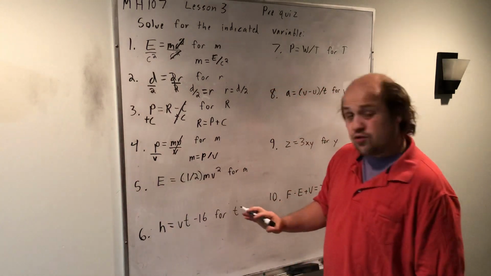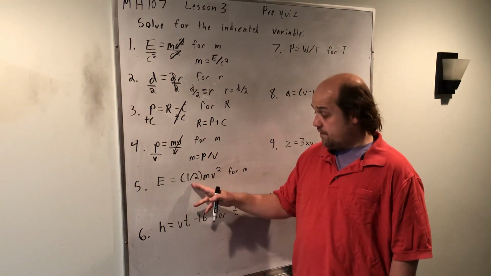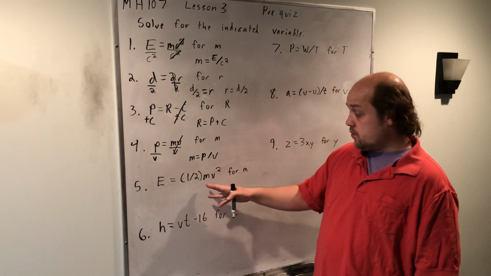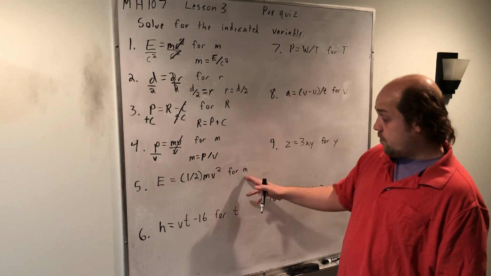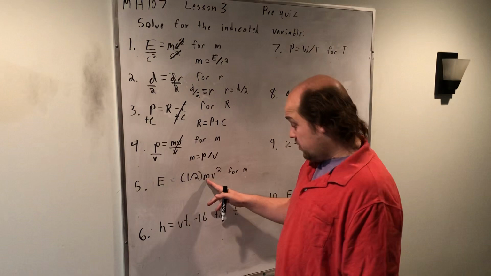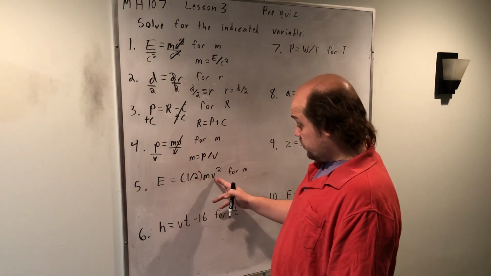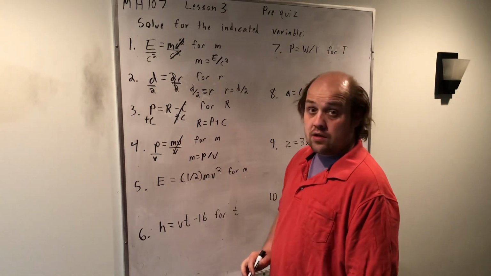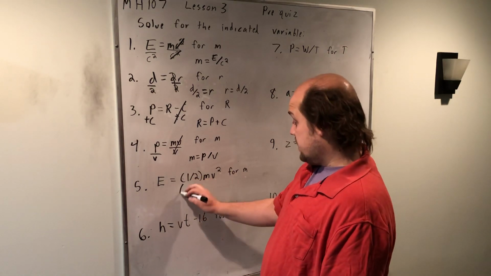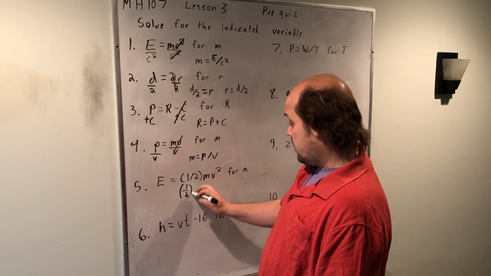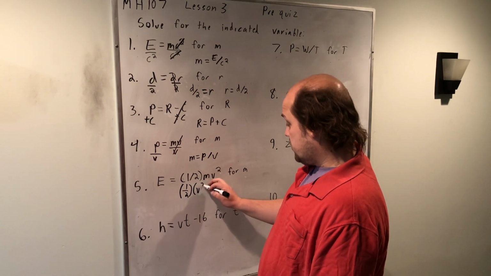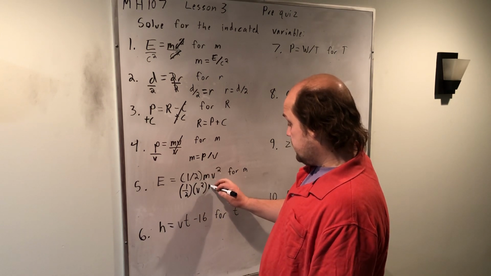This one's a little tricky, particularly this 1/2. If I want to solve e equals 1/2 mv squared for m, really I need to understand that this m is being multiplied by 1/2 and also being multiplied by v squared. So I could see this as 1/2 times v squared times m.